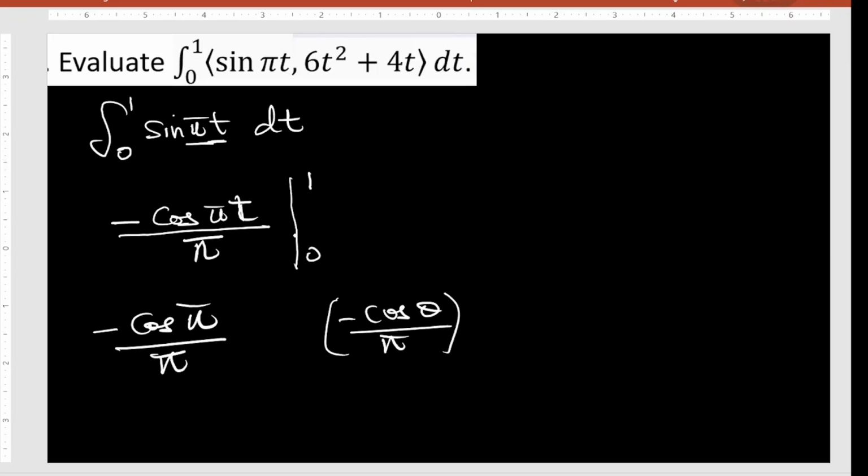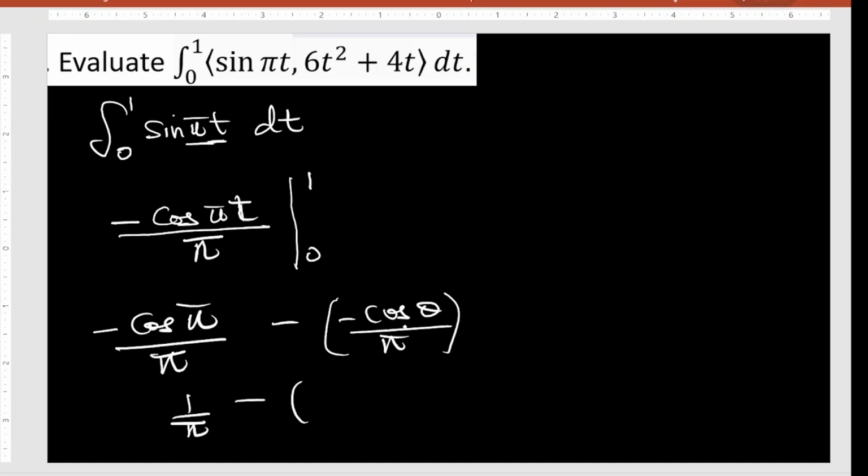We always subtract the value of the lower limit from the value of the upper limit. So there will be a minus sign here. I'm repeating again. It is the value of our integral at the upper limit minus that of the lower limit. So we now find the value of cos pi. Cos pi is the same thing as negative 1. So this expression will yield positive 1 over pi.